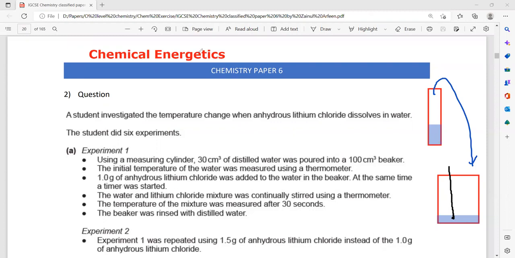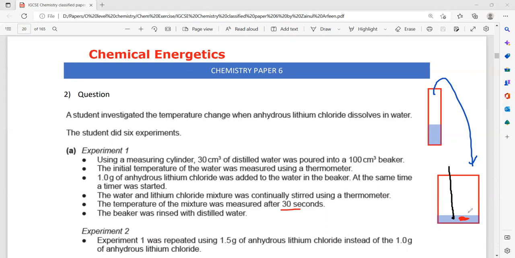Then he added 1 gram of anhydrous lithium chloride. So lithium chloride is added here. And he stirred. The water and lithium chloride mixture was continuously stirred using a thermometer, and the temperature of the mixture was measured after 30 seconds. The beaker was then rinsed with water.